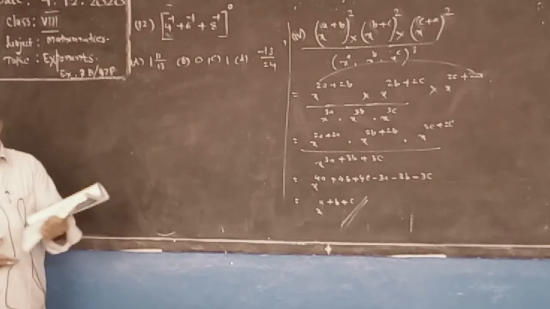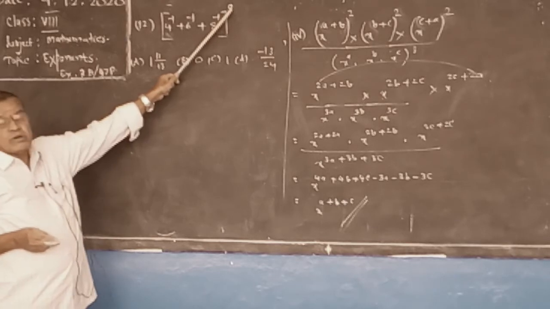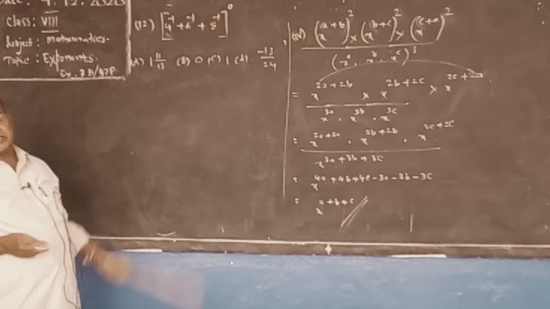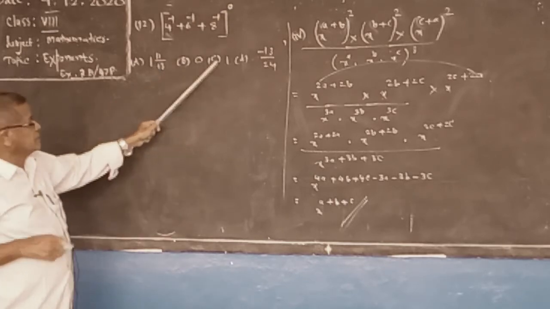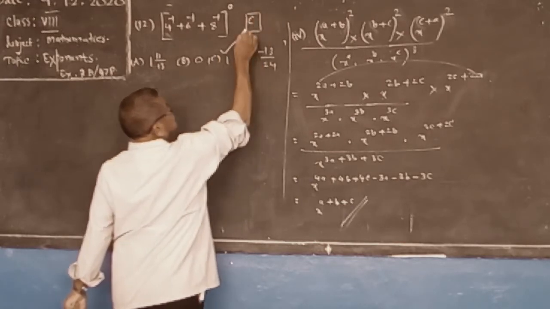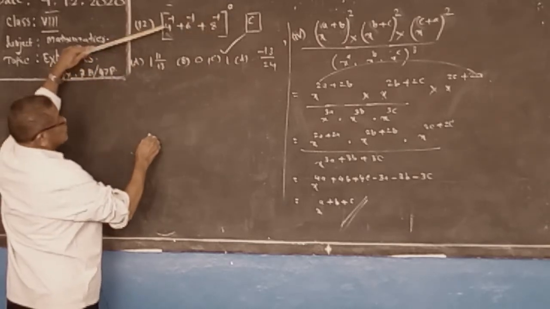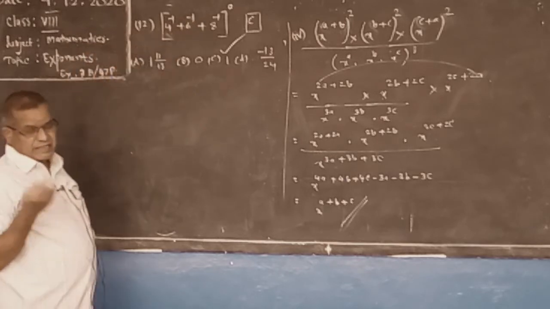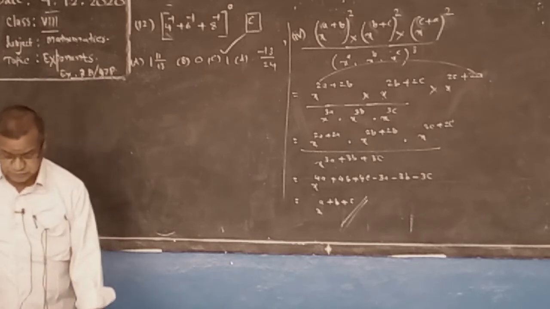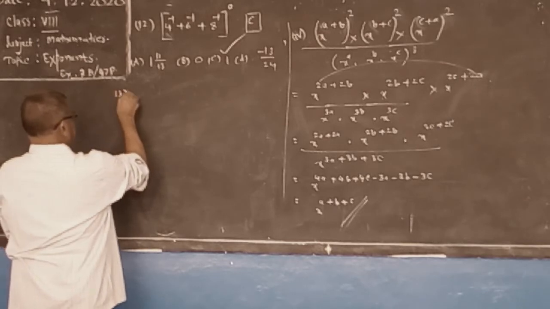C. For any base, if the index is 0, its value is 1. C is correct. We need not do any calculation. The answer is 1, because the power is 0. Some students will take the LCM of 1 by 4 plus 1 by 6 plus 1 by 8. That is the problem, but by seeing power 0, the answer is 1.